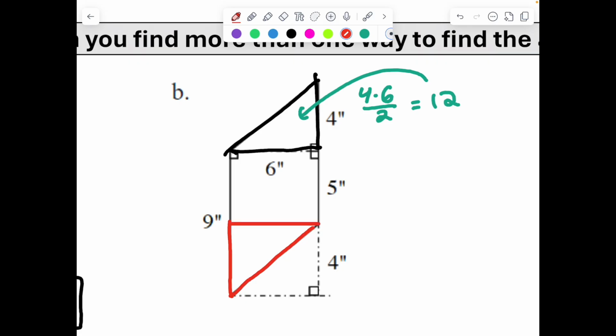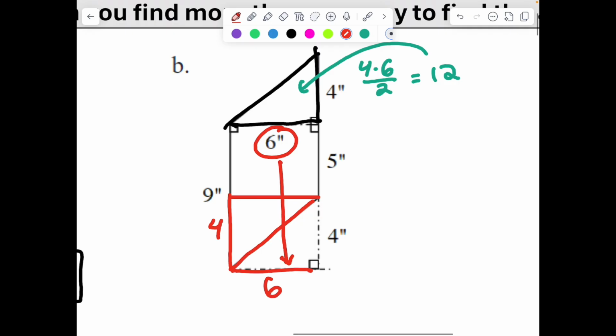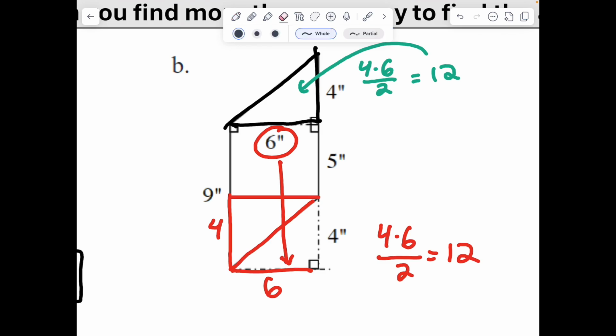For this triangle, it looks like this is 9, this whole thing, and this was 5. Oh, it already shows us that is 4. So we've got a base of 4 and then a height. Looks like the height over there is 6. That's the same as here, and a height of 6. So here, 4 times 6 divided by 2, also 12. Okay, those triangles are the same.